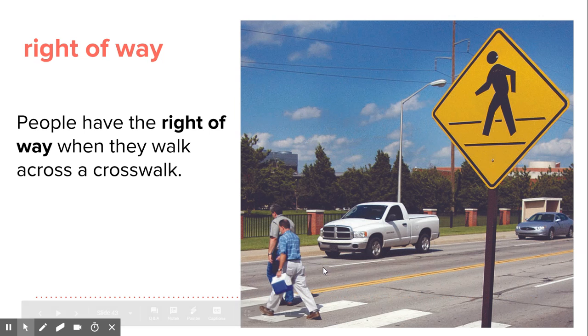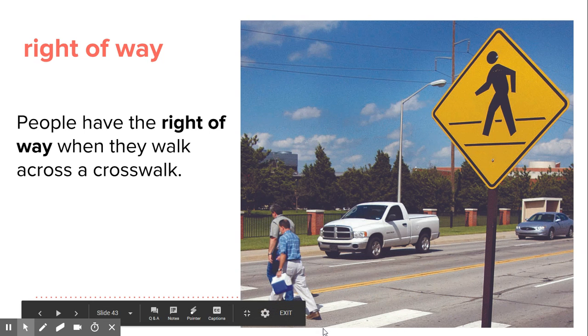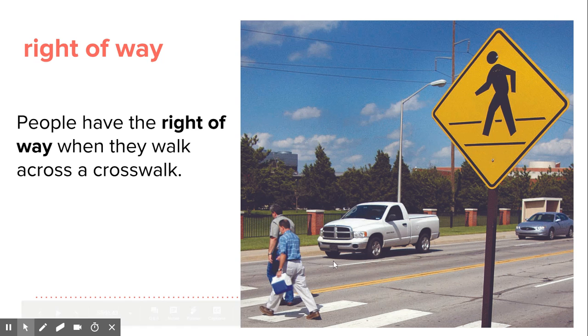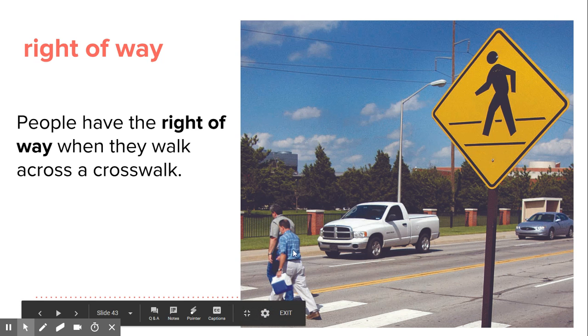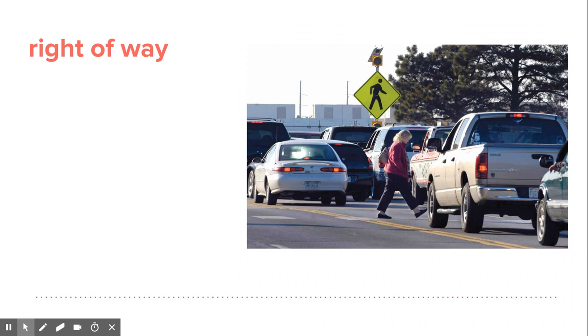For example, for right of way, you'll see here they're at a crosswalk. Like I said, they have the slashes. So here's an example of a real crosswalk. So a car has to stop and give these guys the right of way. Here's another example of right of way. She's crossing the street on this crosswalk here. So the cars have to stop here and wait for her.